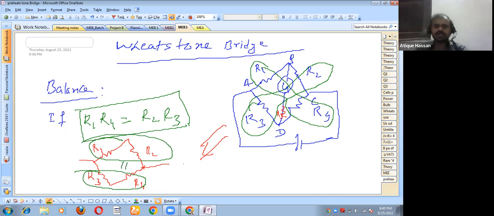Based on that, does anyone have a doubt on this? Very easy concept. I think no one should have a doubt on this. We will do questions based on Wheatstone bridge. Anyone having doubt on Wheatstone bridge? Please ask.